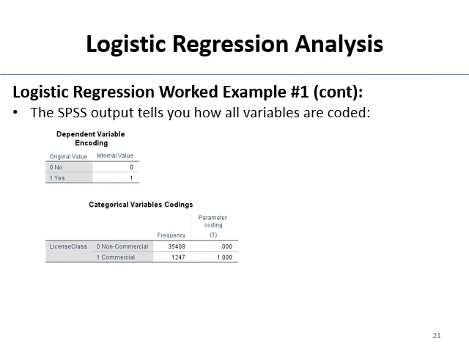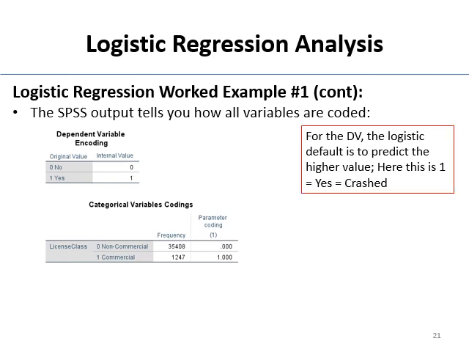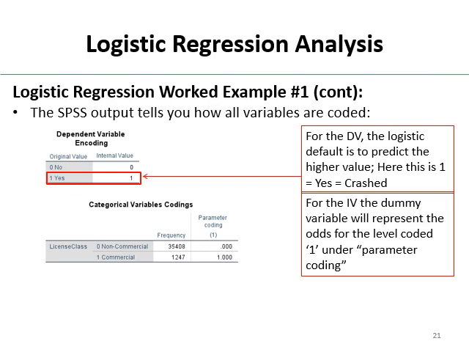So we're predicting, remember, logistic predicts the odds of being in the DV level that's coded as 1, so that's going to be people who crashed. So we're predicting the odds of crashing. Down in categorical variables coding, the dummy variable represents the group that's coded as 1 versus the group coded as 0 across all dummy variables.